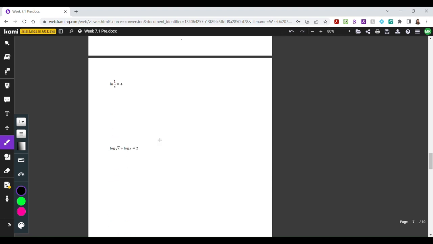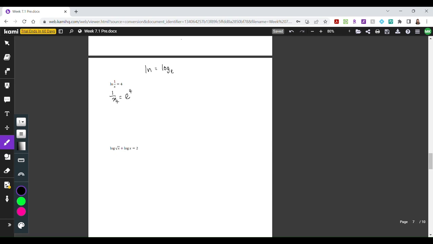Now let's look at this one. Ooh, what are we going to do? Same thing like before, because our x is here, it's not a base, it's the y, right? We want to change this into an exponential. Now remember, ln is equivalent to log base e, so that means our base is e, right? So if we were to transform this into an exponential, 1 over x is going to be our y, so we're going to write it as it is. Our base is e, so we're going to bump it up, and our 4 will become the exponent, okay?